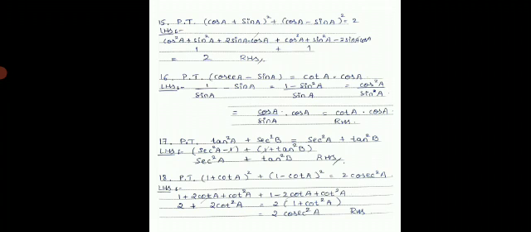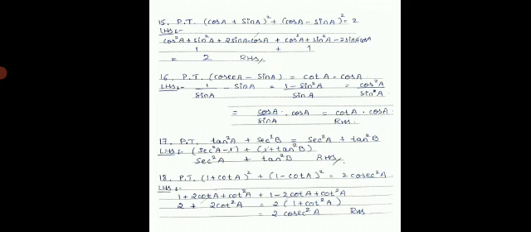Next step. Now next question, the 18th one. Prove that (1 + cot A)² + (1 − cot A)² is equal to 2 cosec²A.